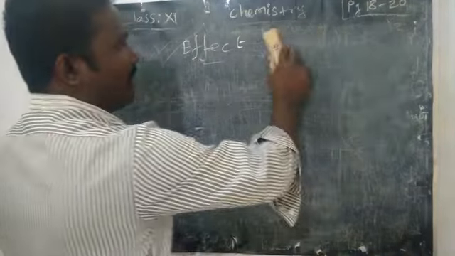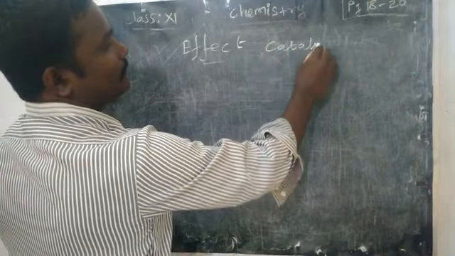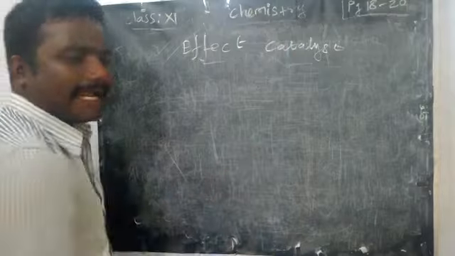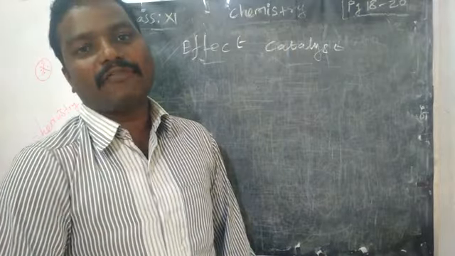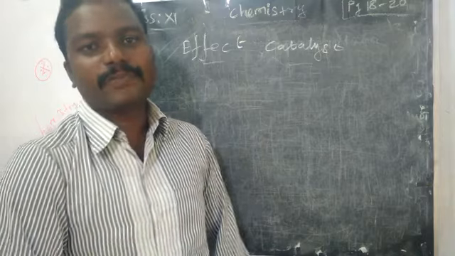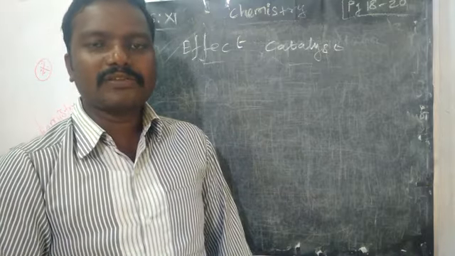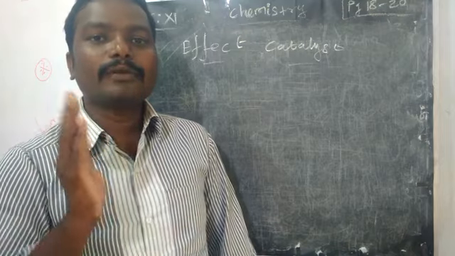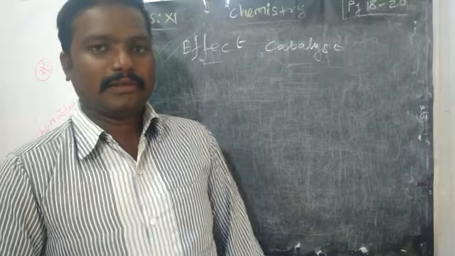Now the effect of catalyst. What do we mean by catalyst? It is used to increase the speed of a reaction or decrease the speed of a reaction, right? Sir, it can be used to decrease also. Yes, a catalyst can be used to increase the rate as well as decrease the rate.